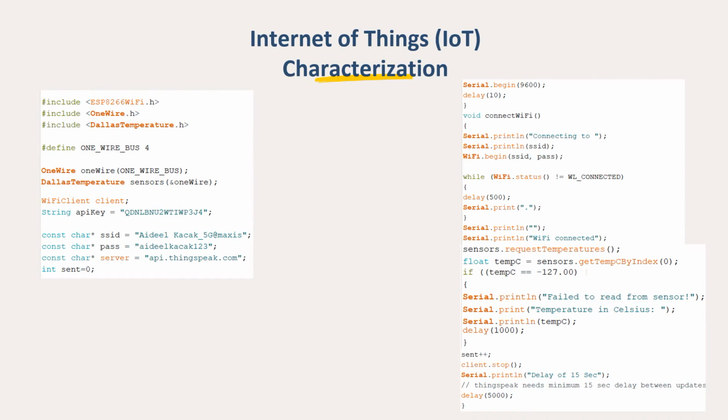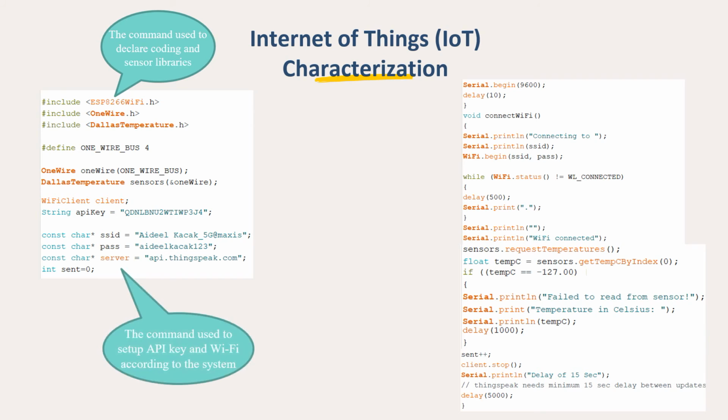Okay, now we move to the IoT characterization. This is the Arduino IDE programming code for measuring the transformer oil temperature. The first part shows the commands used to declare the coding and the sensor libraries. The second part, the commands used to set up the API key and the Wi-Fi coding according to the system. The third part shows the command for receiving data from the sensor and displaying the value of the data.